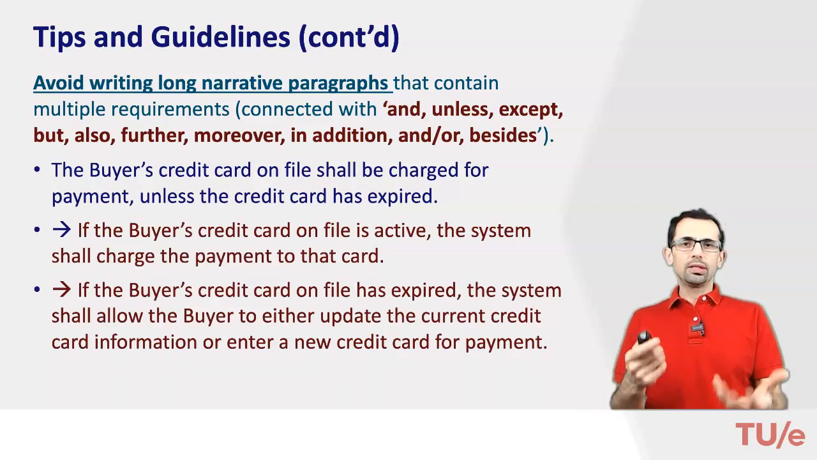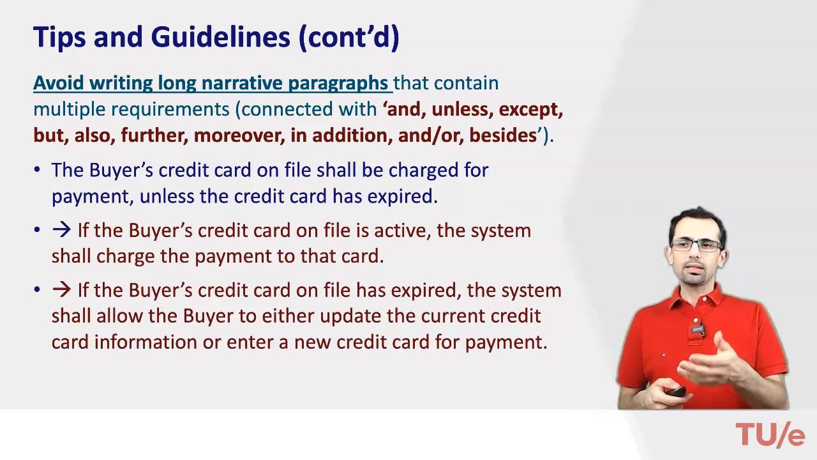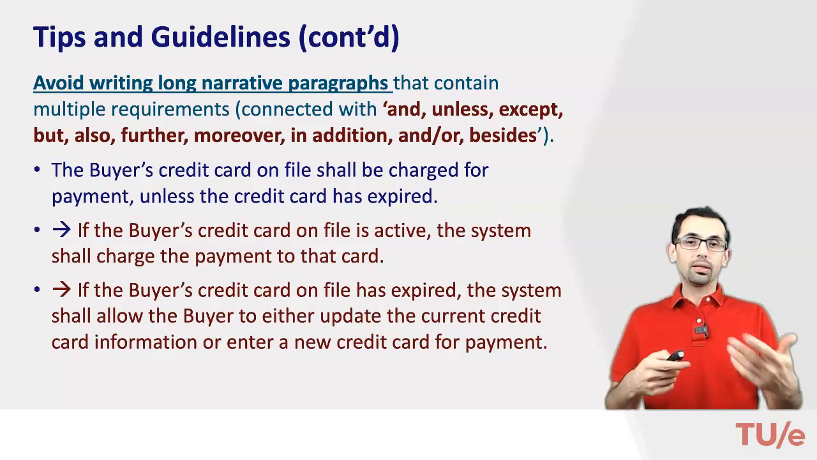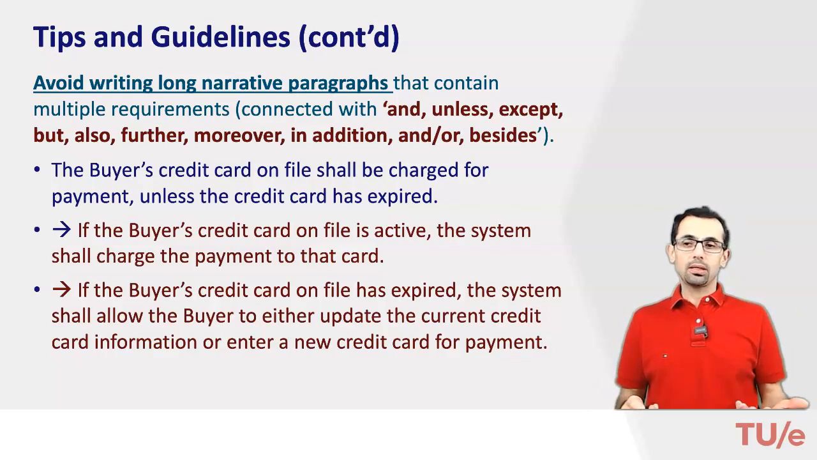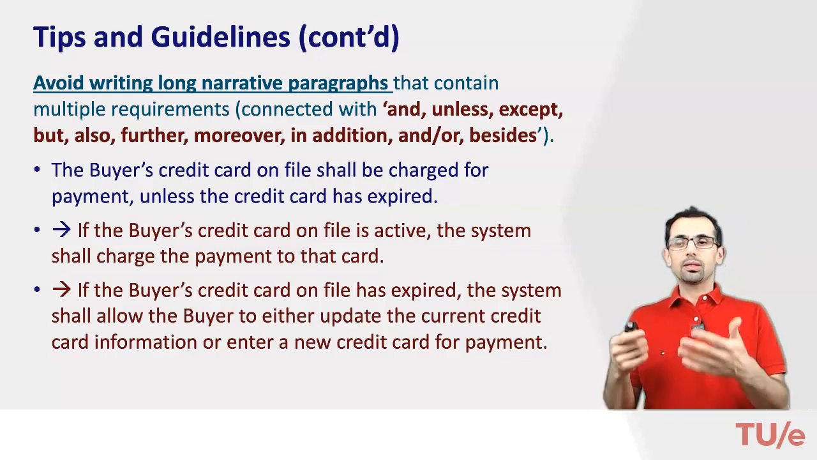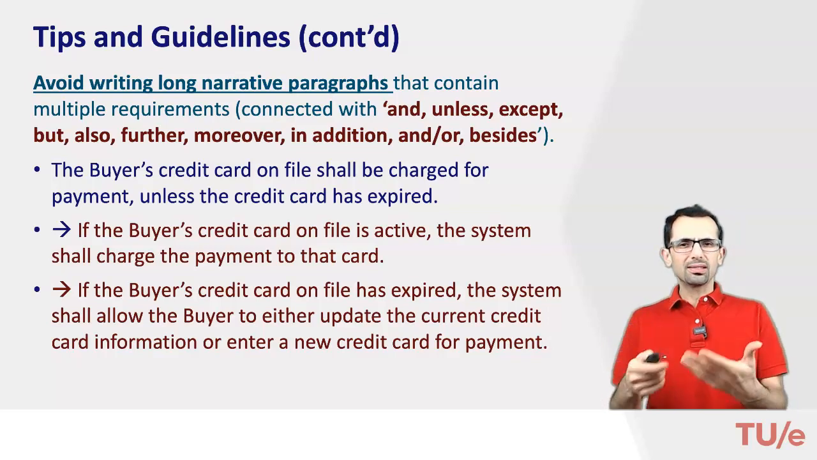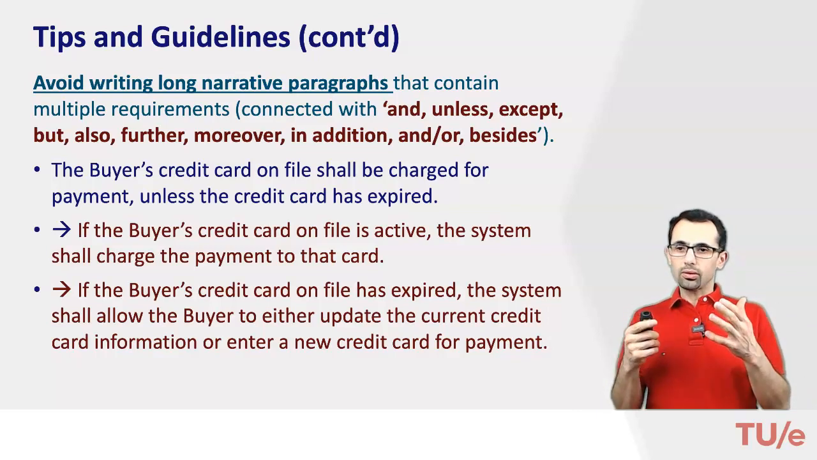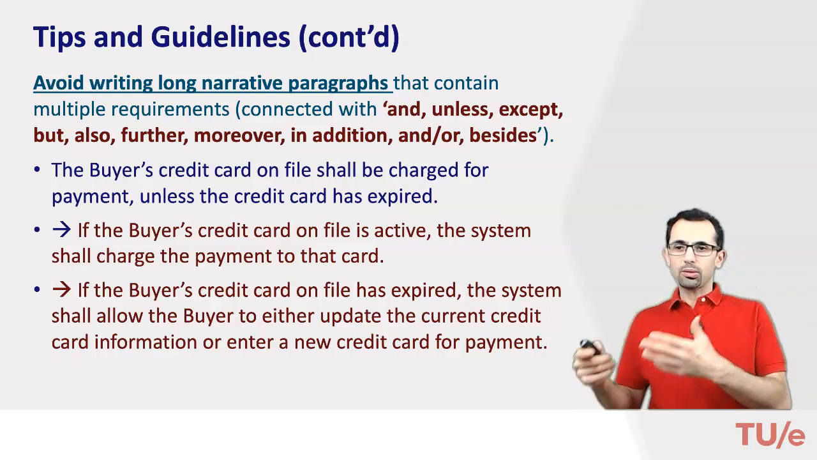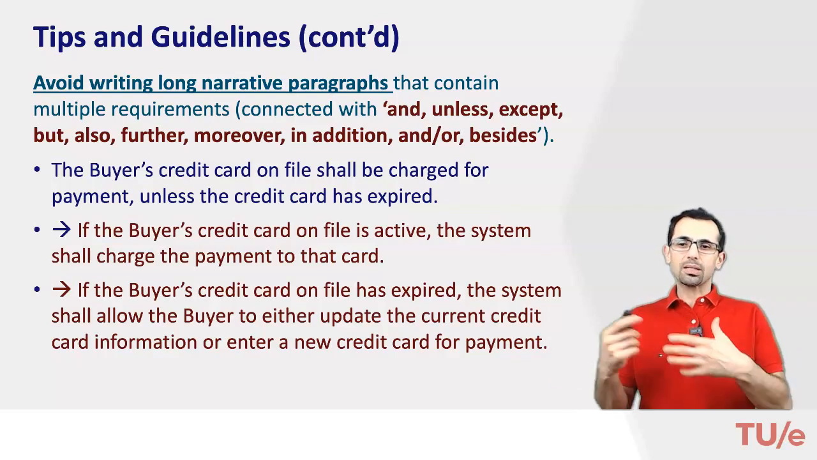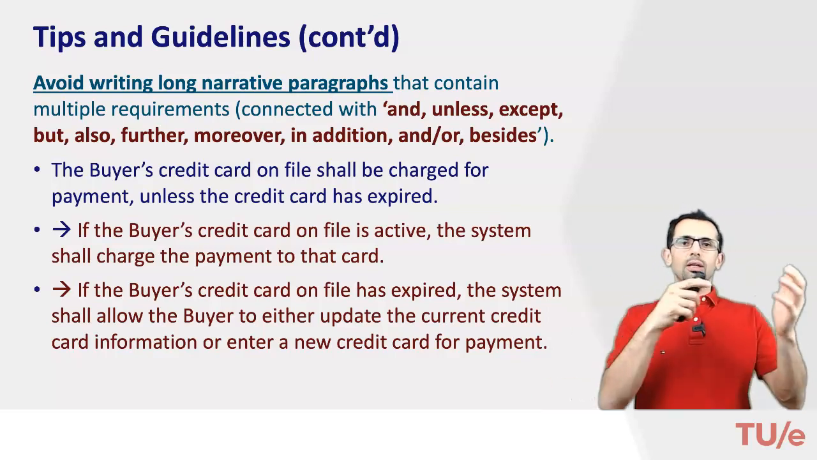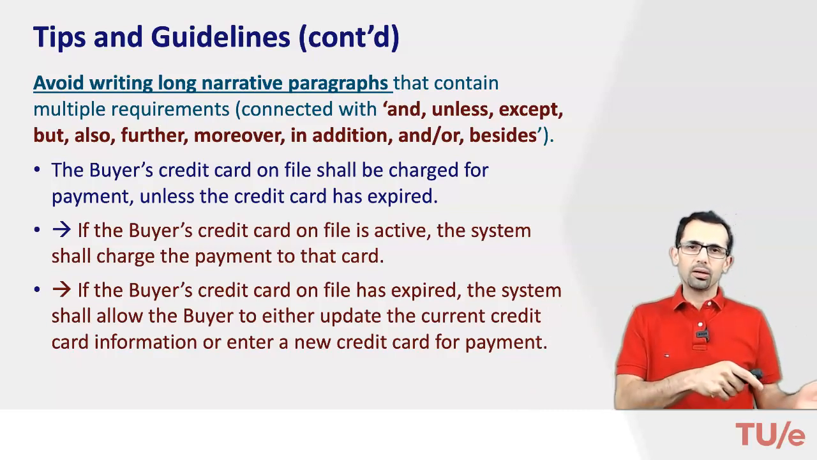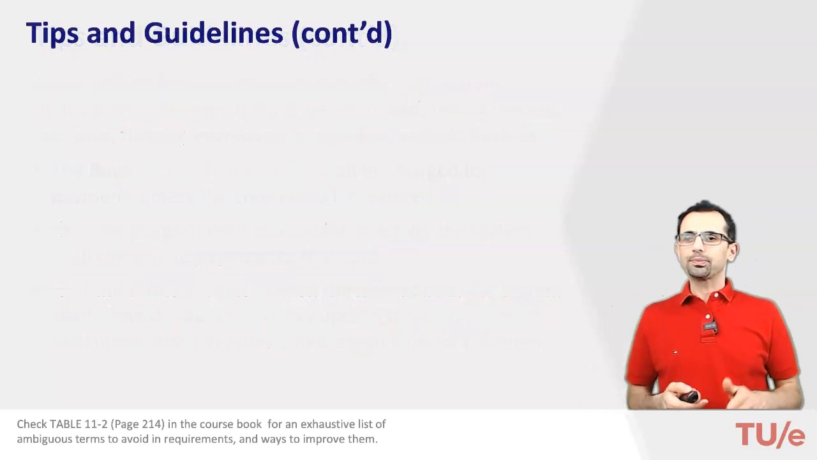So how can you handle this? You can divide it into two proper statements. The use of unless is not nice here. If the buyer's credit card on file is active, the system shall charge the payment to that card. If the buyer's credit card on file has expired, that is the condition, and then you state how the system should behave. Simple.